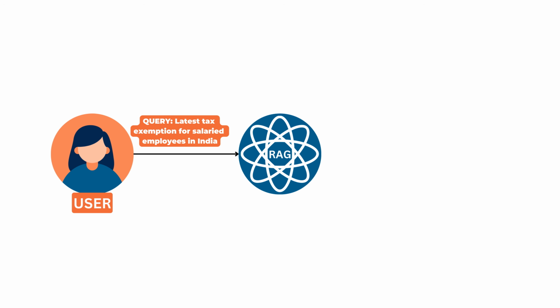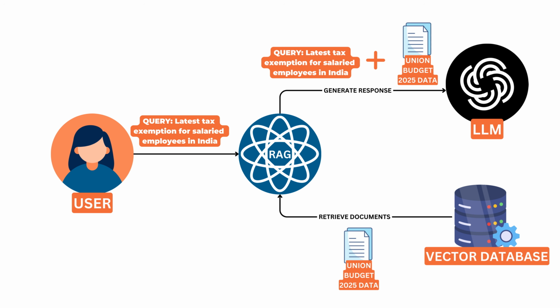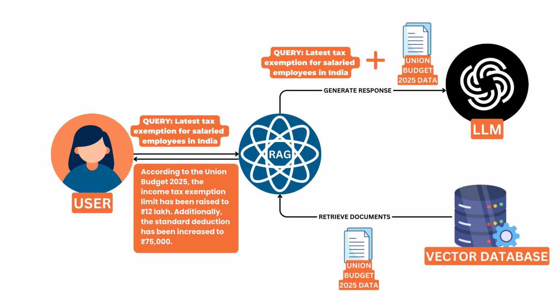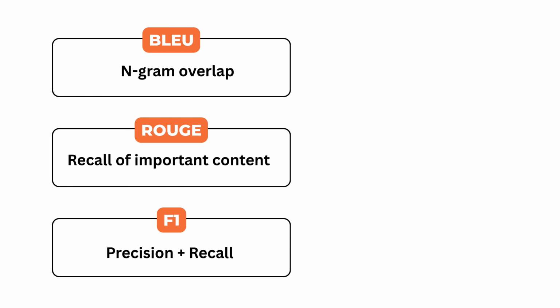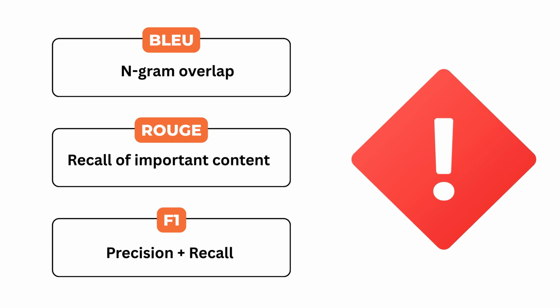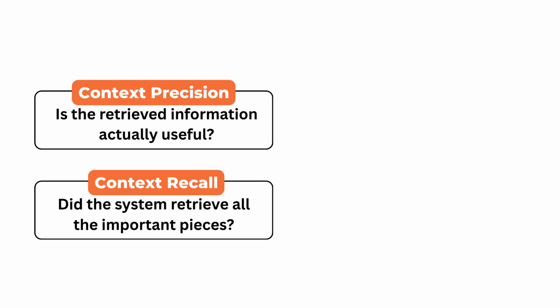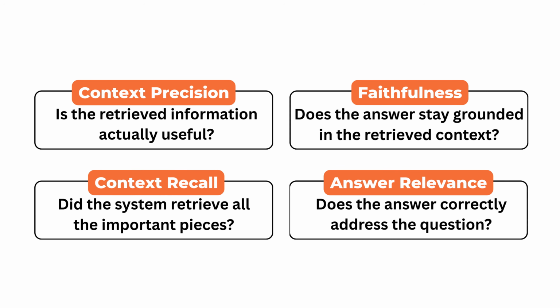But a RAG system works differently. It retrieves information first and then generates an answer from that information. So the quality of the final answer depends on both the retrieval step and the generation step. Because of this, similarity-based metrics are not enough. A RAG system needs metrics that directly evaluate how relevant the retrieved context is, how well the answer uses that context, and how accurately the answer responds to the question.